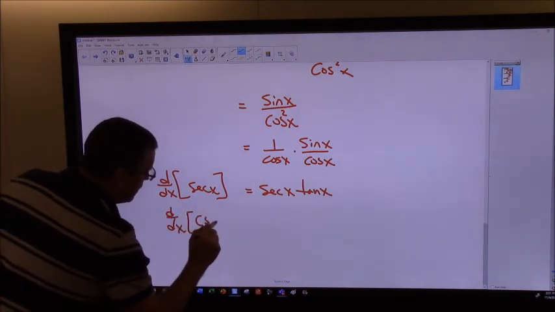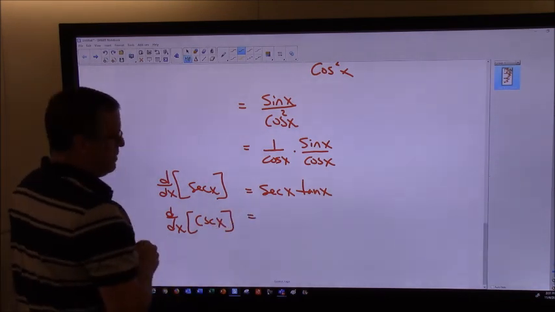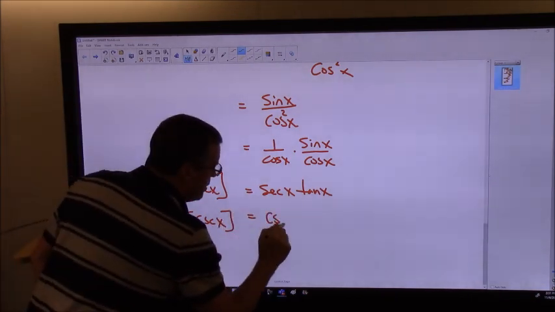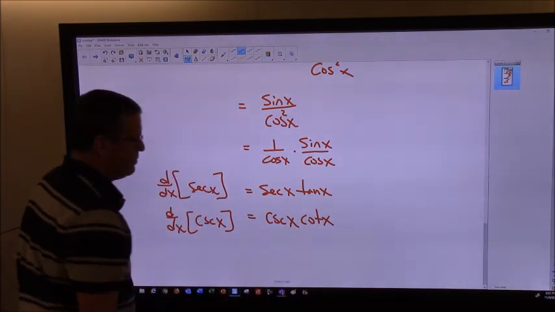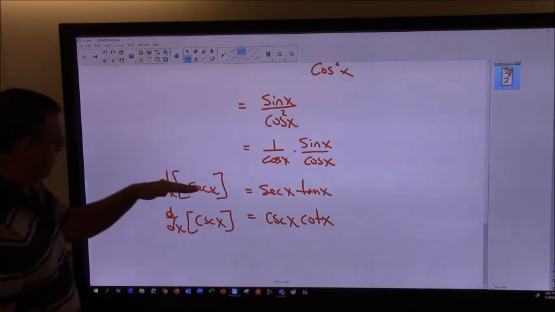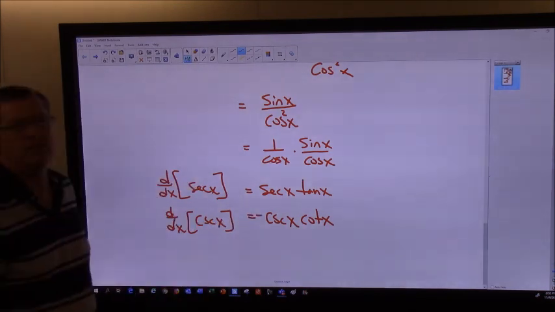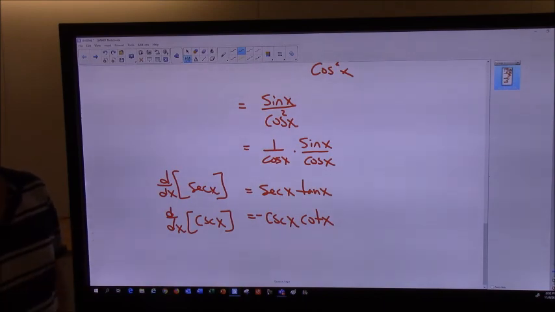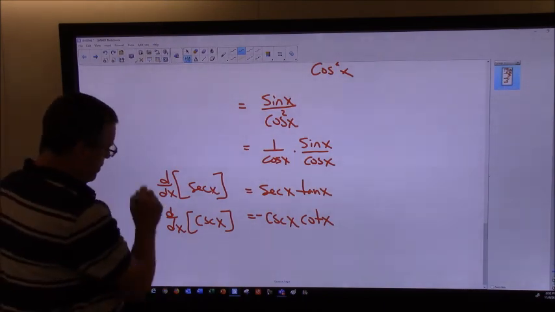So if we think about this, derivative of a cosecant of x, well, it seems like that would be a cosecant of x cotangent x. And let's see, every time I did one function and I did the next one that was similar to it, I ended up with a negative sign in there. And that's going to happen here as well. So we could go back and go through that and see, but that is the correct answer.